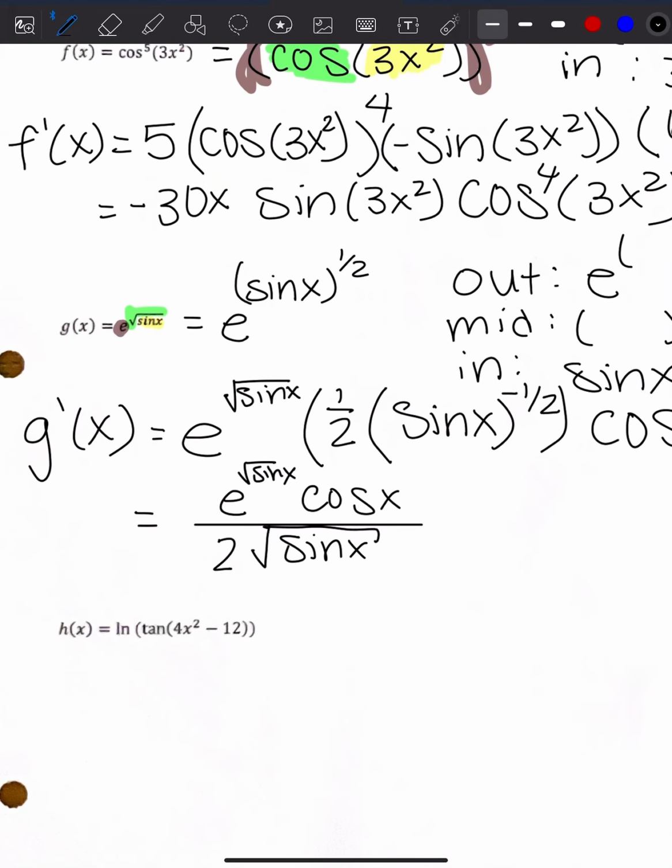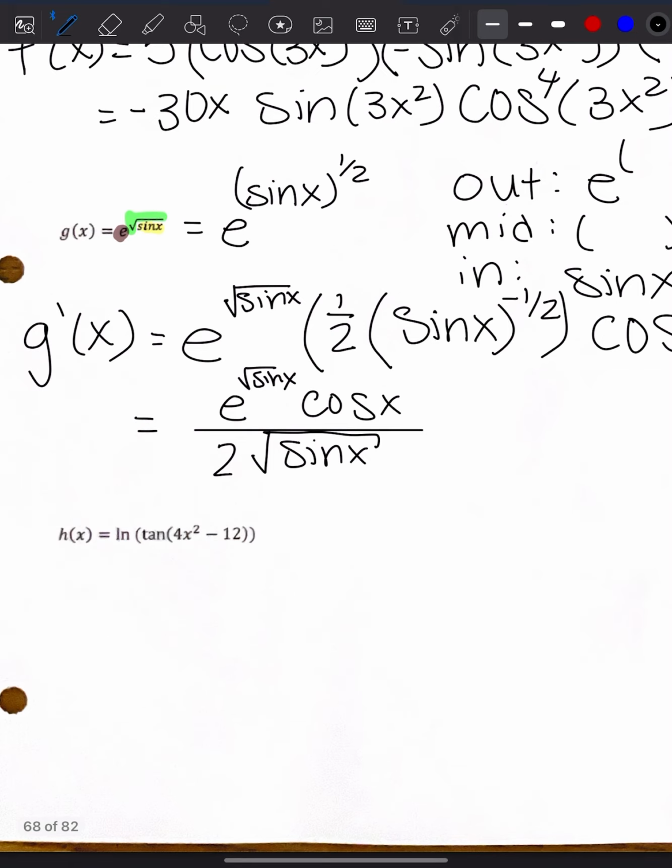Okay, so we have h of x is equal to the natural log of tangent of 4x squared minus 12. Our inside function is everything on the inside. Our middle function is tangent, and our outside function is natural log.